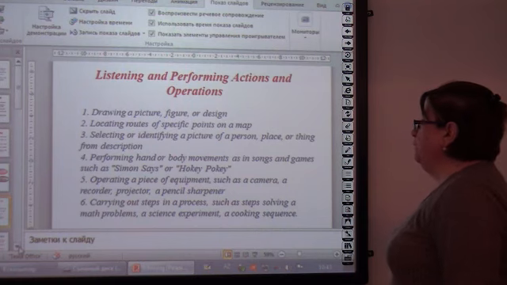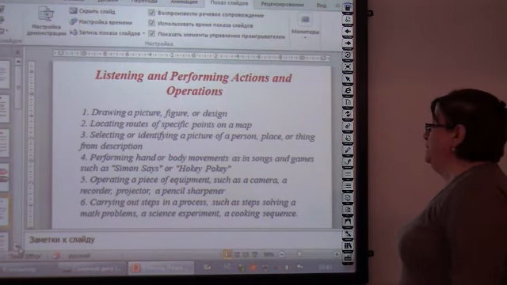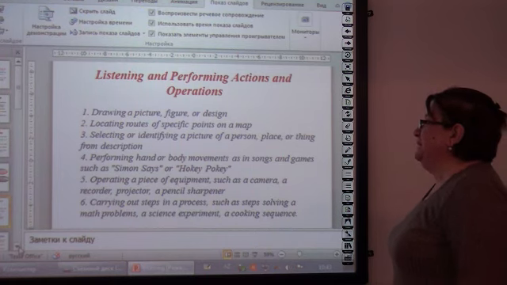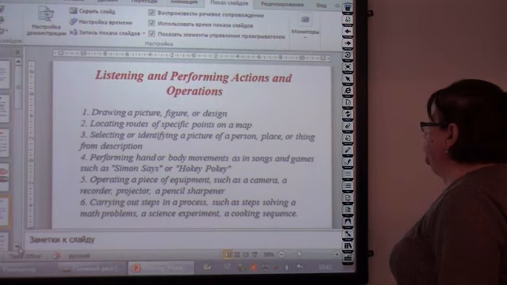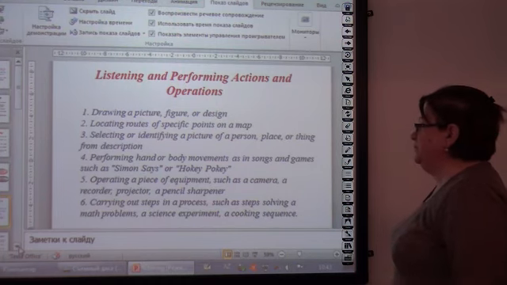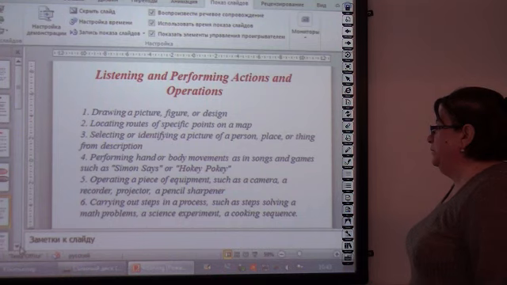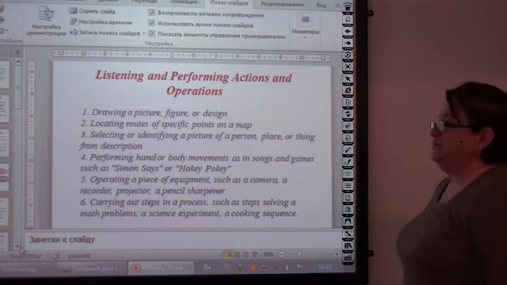Fourth, performing hand or body movements as in songs and games, such as Simon Says and Hokey Pokey. Operating a piece of equipment, such as a camera, recorder, projector, pencil sharpener, and so on. Carrying out steps in a process such as solving a math problem, a science experiment, or cooking sequences.